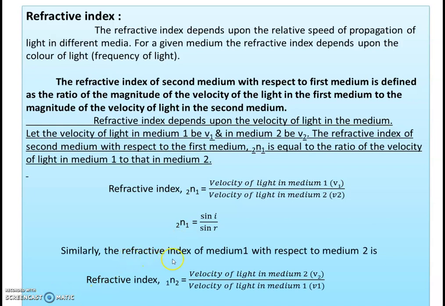Similarly, the refractive index of medium 1 with respect to medium 2 can be calculated by the formula. Here this term will be read as the refractive index of the first medium with respect to the second medium. The formula is the velocity of light in medium 2, that means v2, divided by the velocity of light in medium 1, that means v1.